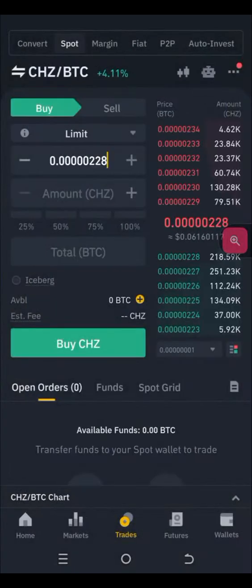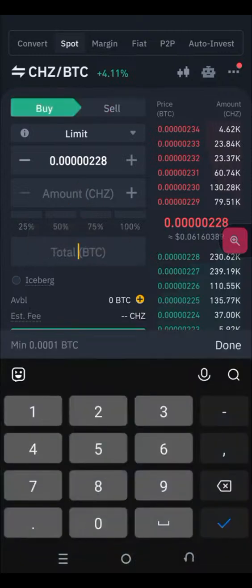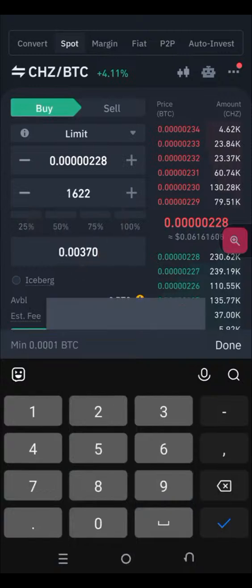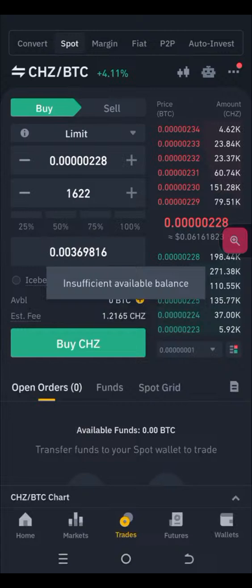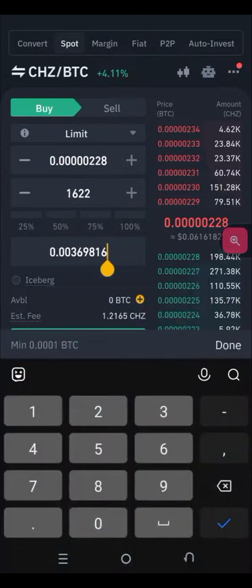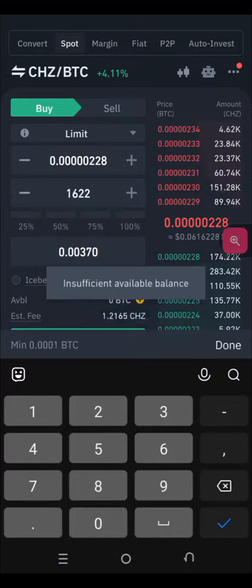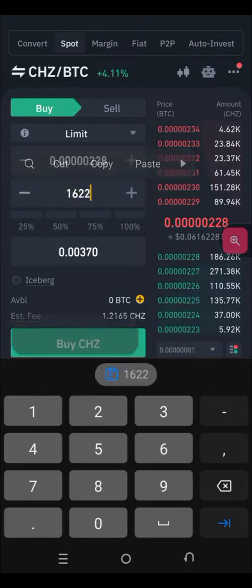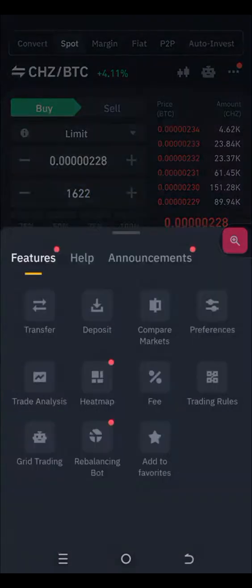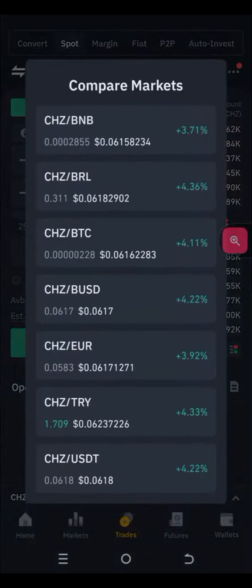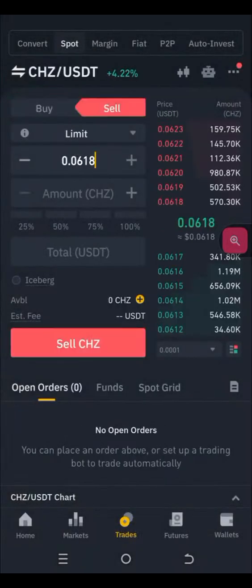Let's put in the amounts that we want. Let me just do this and do that again. And put in the BTC amount. Let me put that again very well. I'm going to put in the BTC. Just paste that there. We're going to get 1622. So let me copy that. So we go back and try to sell it. We'll sell the CHZ to USDT. Okay, USDT has increased. It's 0.0618. Let's go ahead and see if we're going to make any money.